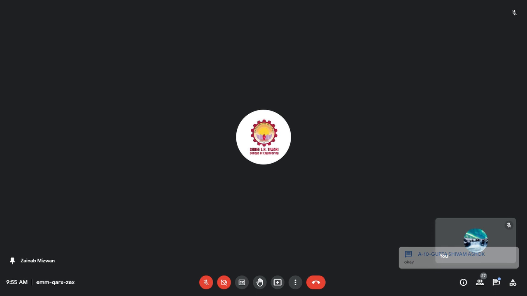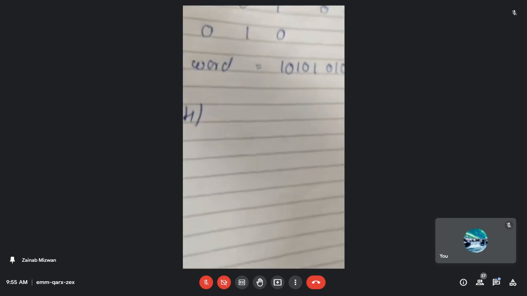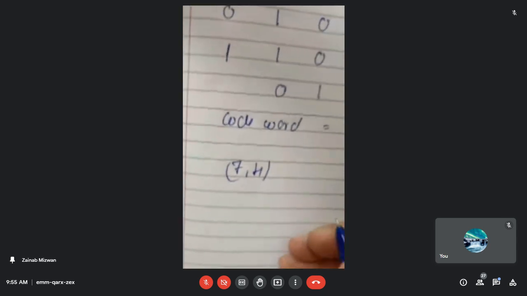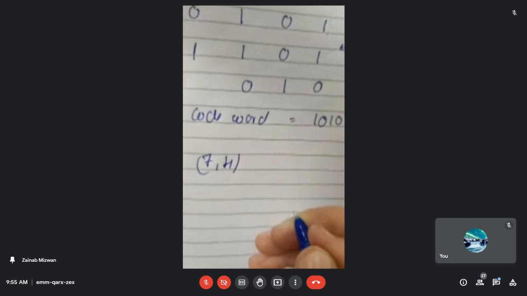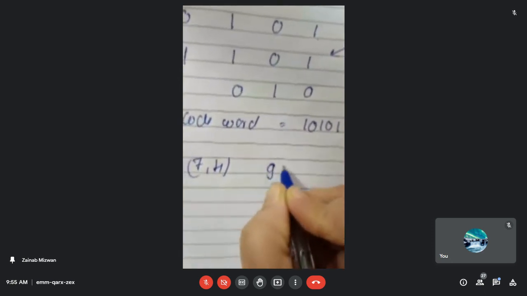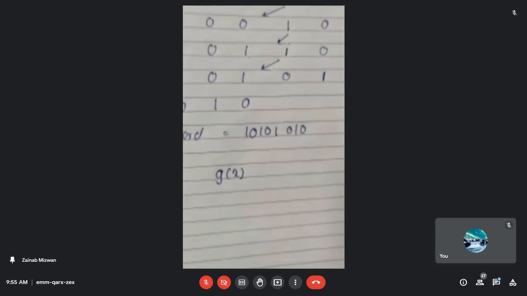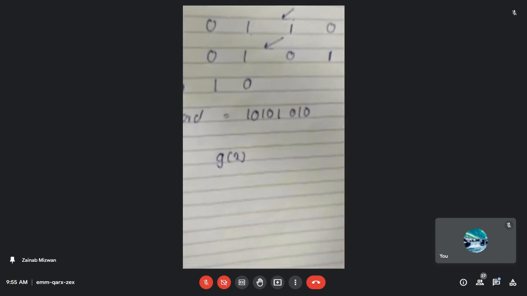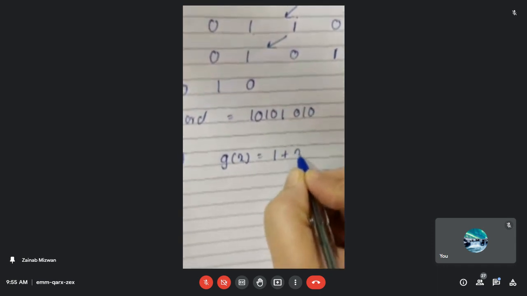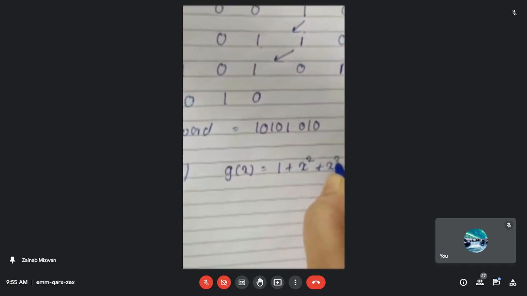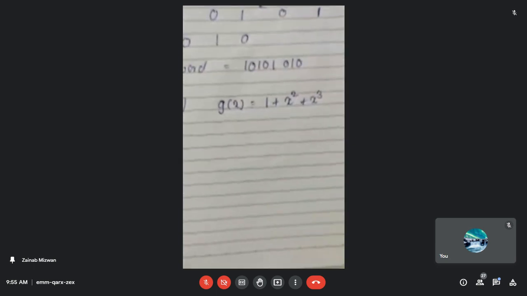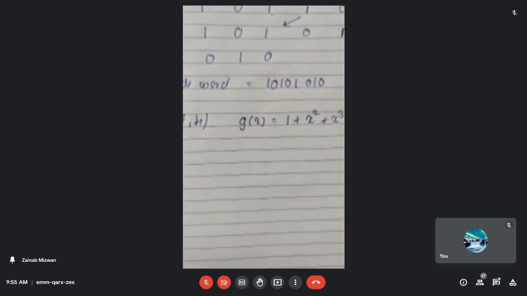Write down. Consider a 7,4 cyclic code. I will just write the generator polynomial over here. Consider a 7,4 cyclic code generated by g of x equals to 1 plus x square plus x cube.